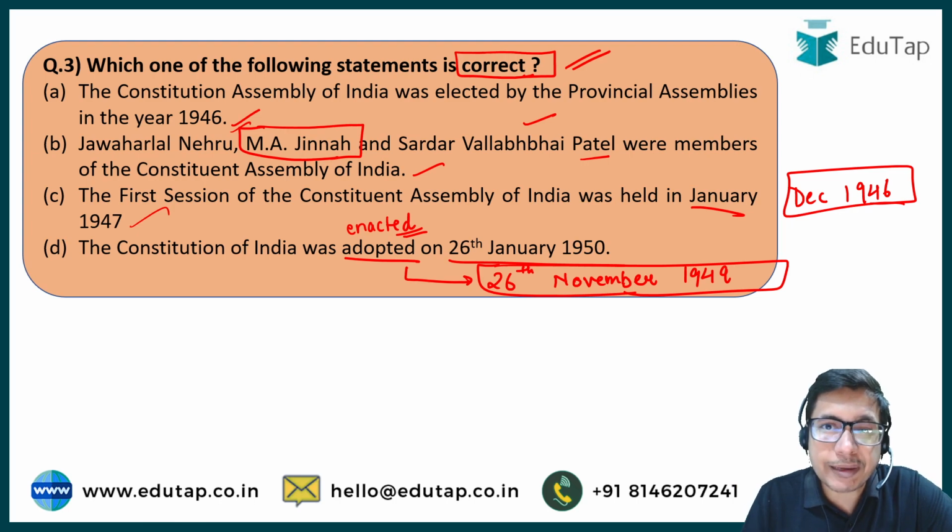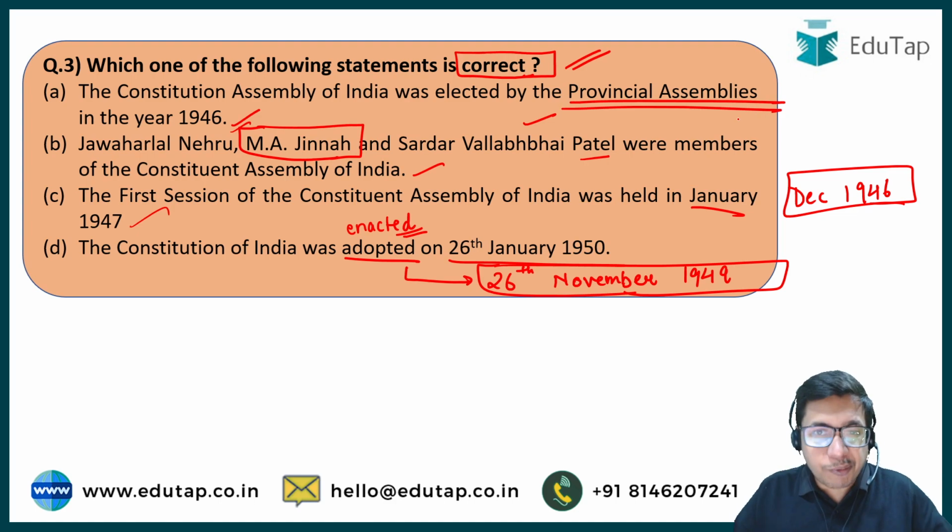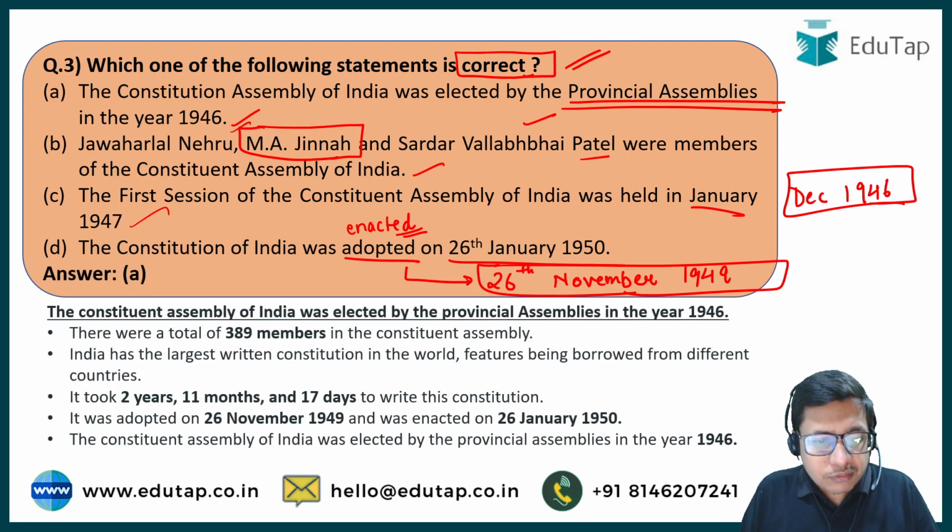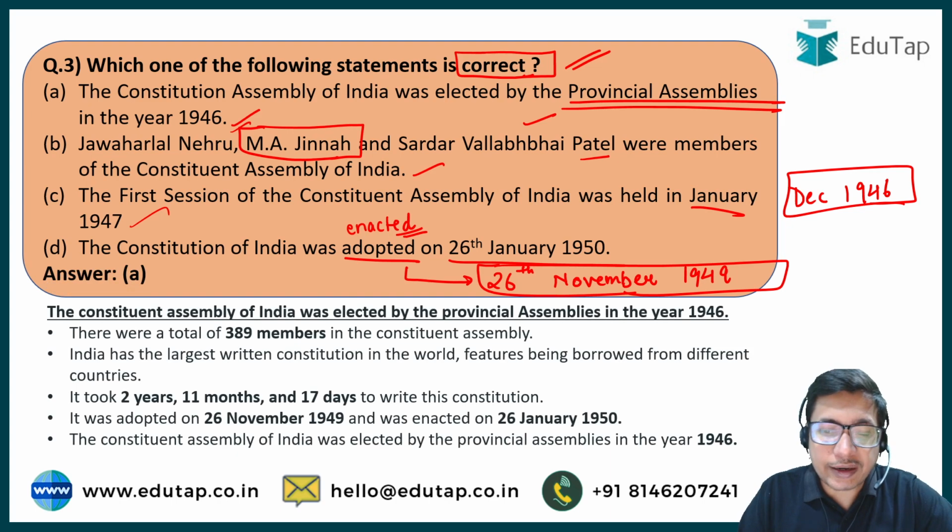The Constituent Assembly and its members were elected by the provincial assemblies. Okay, so in different provinces, the legislatures which were elected by the people, the members of those legislatures elected the people of the Constituent Assembly. So the correct answer for this question is option number A. Again, the Constituent Assembly of India was elected by the provincial assemblies in the year 1946.